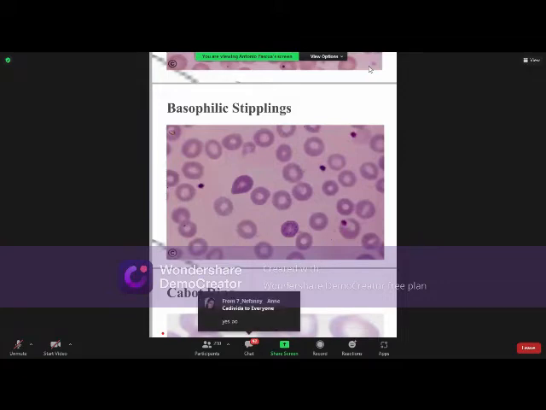Next one here is basophilic stippling. You call it basophilic kasi, as you see on the picture, you have blue dots, right? You have dark blue granules. Because of its appearance, sometimes in literature it has been referred to as blueberry bagel. Familiar kayo doon? Yung bagel? Yes, sir. Tinapay, diba? Tapos mayroong blueberry toppings. So parang ganun siya. Okay?